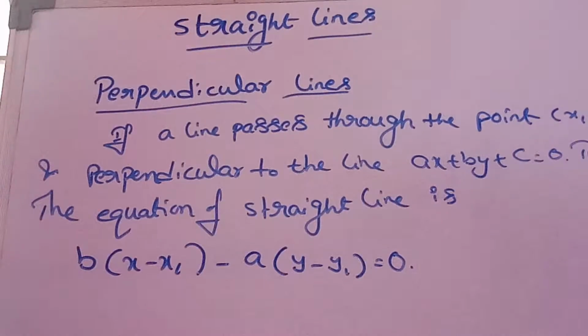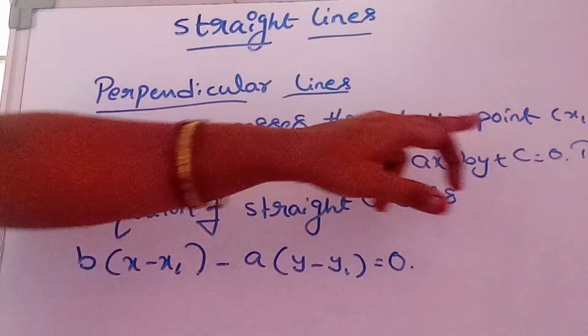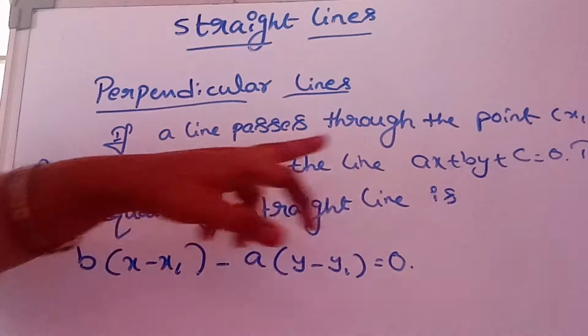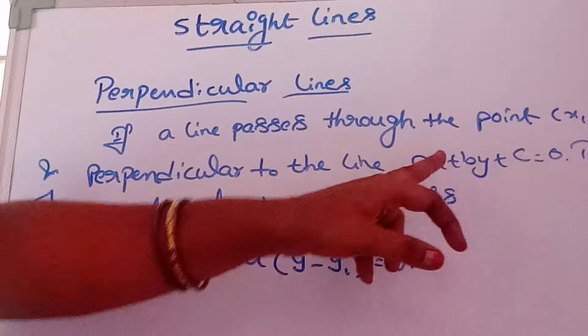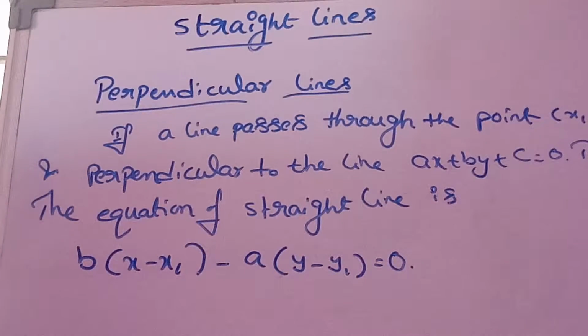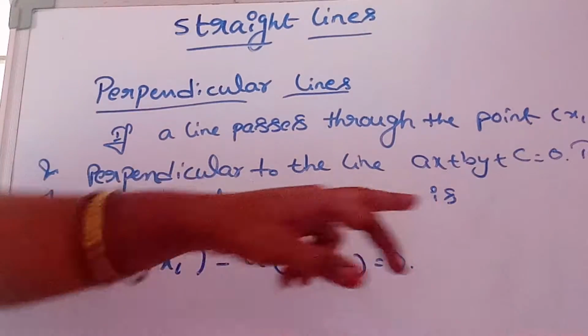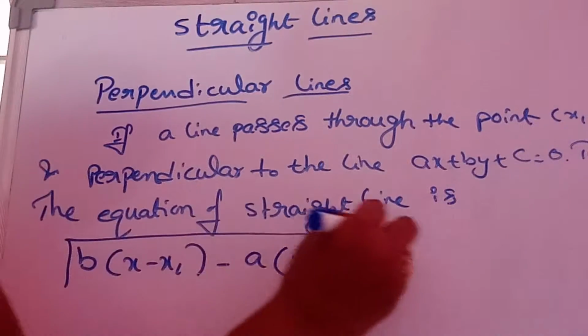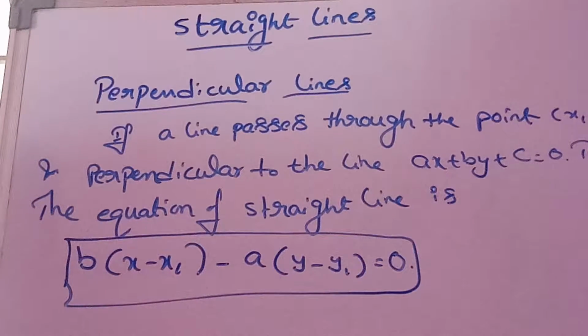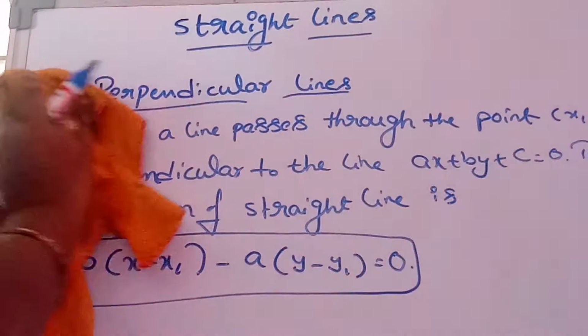Okay, here we have to observe this one. We have to give a point x1 and y1, and also this point is perpendicular to the line ax plus by plus c is equal to 0. Then the equation of straight line is b into x minus x1 minus a into y minus y1 is equal to 0. This is the formula for a line passing through the point x1 and y1 and perpendicular to the line ax plus by plus c is equal to 0. Okay, let us see one example of perpendicular lines.